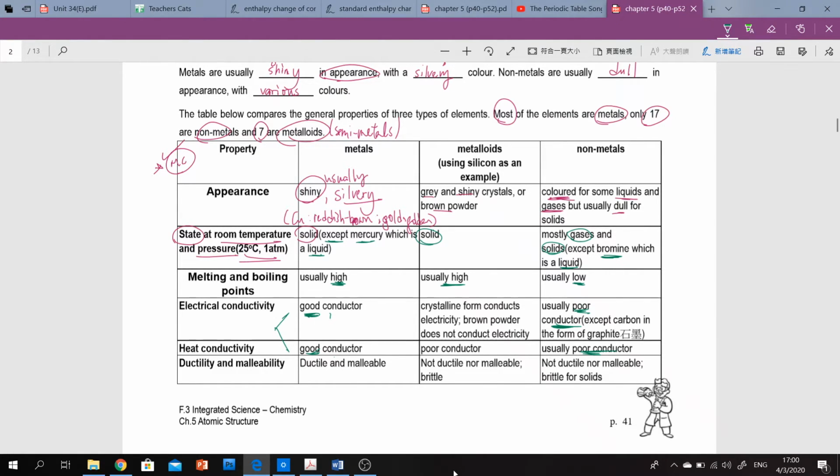How about semi-metals? Semi-metal is just in between, so it depends on the form. In crystalline form, they will conduct electricity, but the dull powder does not.